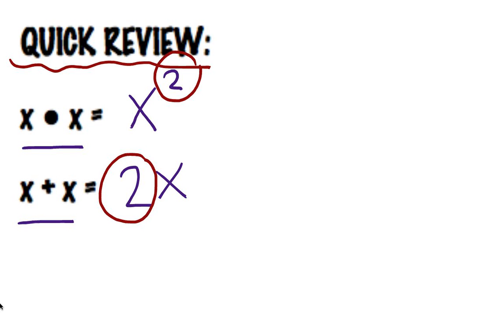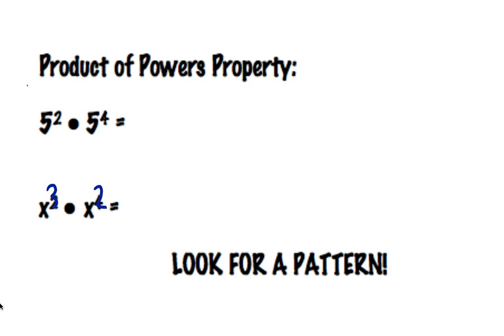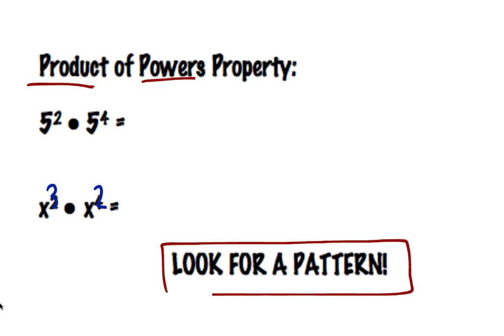In the product of powers property, we're going to be multiplying, that's what product stands for, powers or exponents. So if I look at my first example, 5 squared times 5 to the power of 4. My second example is x cubed times x squared. When we multiply these, I want you to be thinking and looking for a pattern.